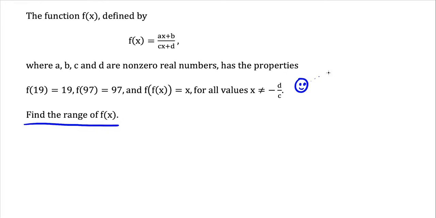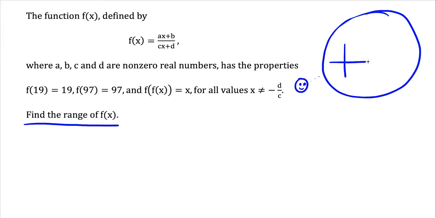So the strategy I want to go with for this question, the first thing that comes to mind when I read this is I think about what we know about f of x. At first glance, f of x is a rational function because a, b, c, and d are non-zero real numbers. And we're told that f of 19 equals 19 and f of 97 equals 97.